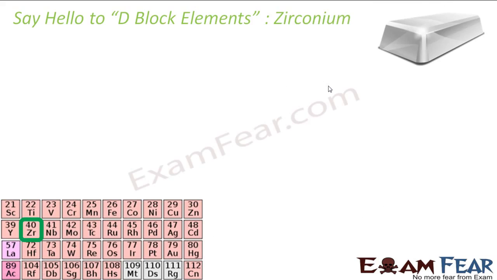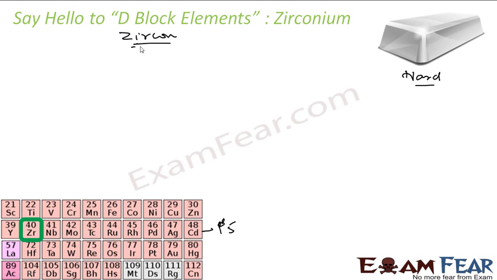The next element is zirconium. This is also a period 5 element. This is hard, not soft. And this is also a silvery grayish white color. And this name is taken from the mineral zircon.